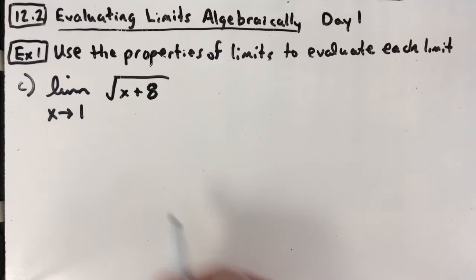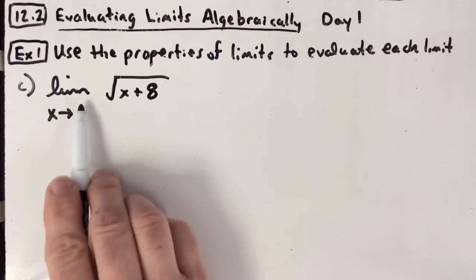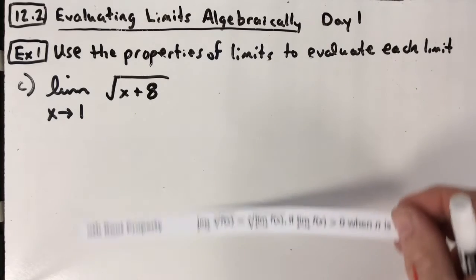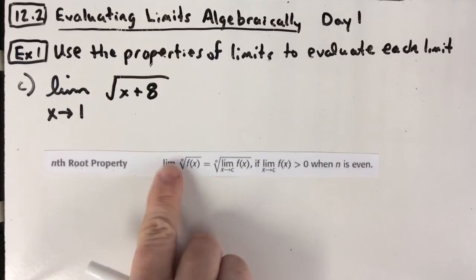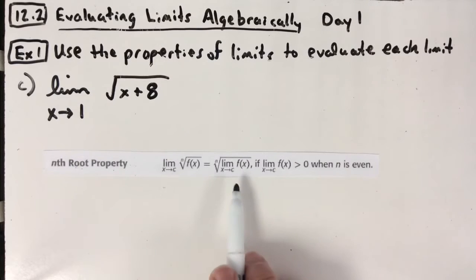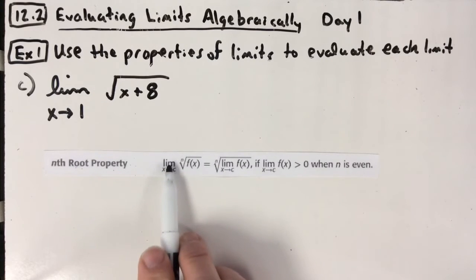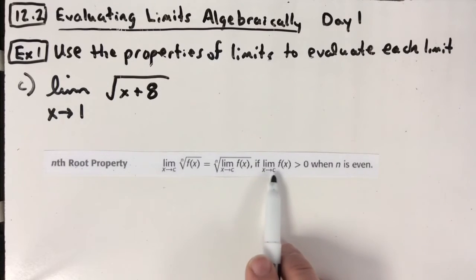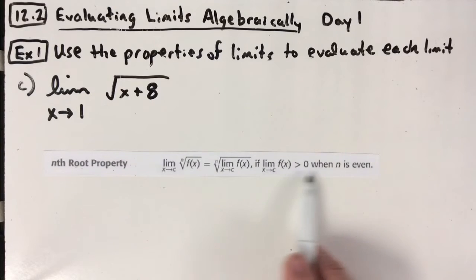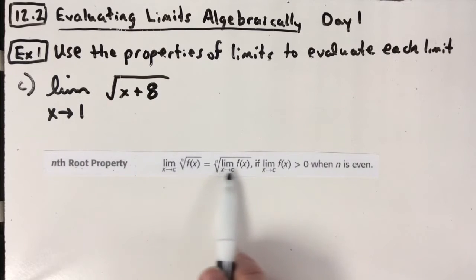The nth root property says if you have a square root or a cube root or a fourth root, you can take the limit and put it inside the radical. That's what that looks like. So again, here's the nth root property. If you have a limit with a square root or a cube root or a fourth root, you can basically take the limit and put it inside the radical. I'm not going to give you any problems where this last part is not true, so you don't have to worry about this last piece. We're really just taking a look at rewriting this square root using our limits.